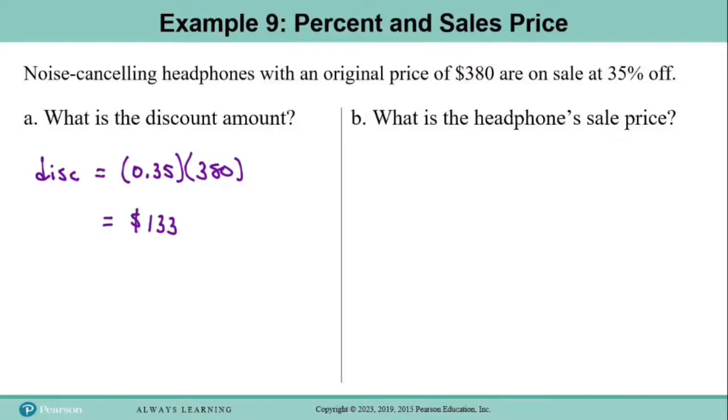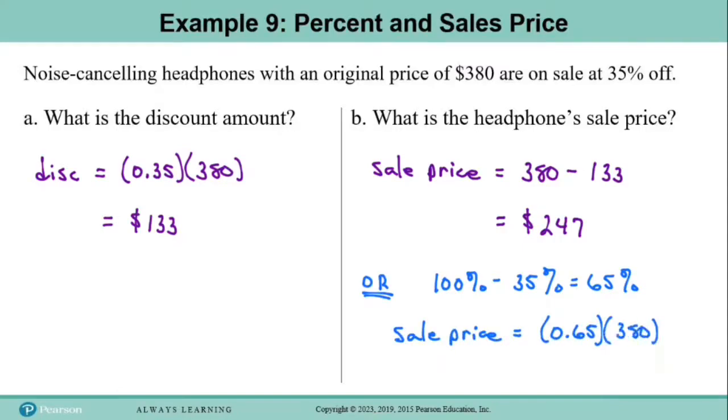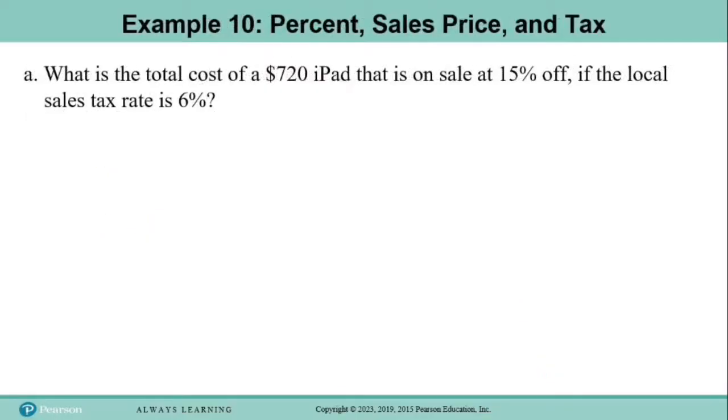Now, the sale price will be the original price minus the $133. So that's going to be 380 minus 133, and so the sale price is $247. Or remember, we also have this shortcut way of doing it. If you're in the store and you just want to calculate the sale price, you say to yourself, 100% minus 35% is 65%. So I'm paying 65% of the price. And so 65% of 380 is 247, which is what we got for the sale price doing it the two-step way.